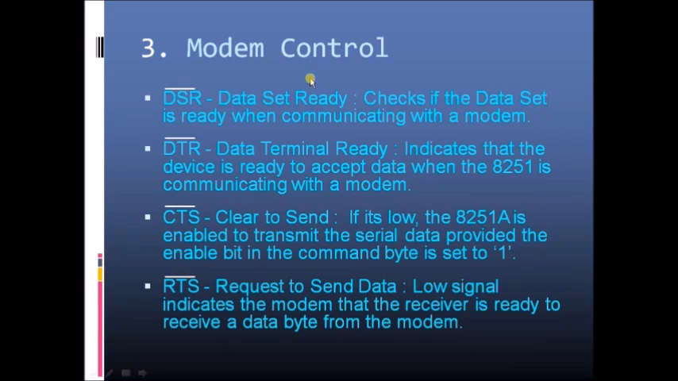Now let us discuss the modem control signals. There are totally 4 modem control signals: DSR bar, DTR bar, CTS bar, and RTS bar. All these are active low signals. Okay, now this DSR is nothing but data set ready. Whenever the modem is ready to communicate with 8251, it sends a logic 0 through this particular pin. In response, the 8251 would be sending a logic 0 through this particular pin. Okay, and then RTS will be used by 8251 to request the modem for sending some data. And in response, the modem is going to send the CTS signal, that is, clear to send.